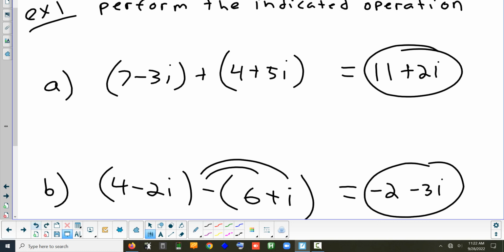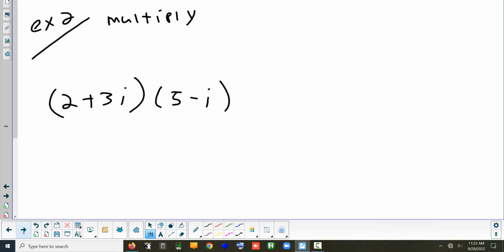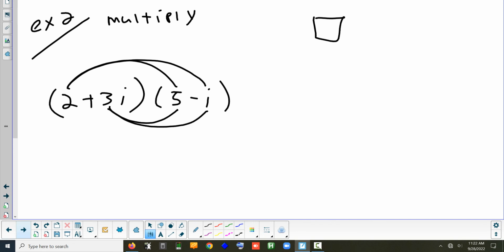So no symbol between the parentheses, you're multiplying. Even if it didn't say multiplying, it just said simplify it, you know it's multiplication. All right, so let's distribute it out. So we're going to go like that, and then we're going to go like that. When you're done, your answer should look like this.